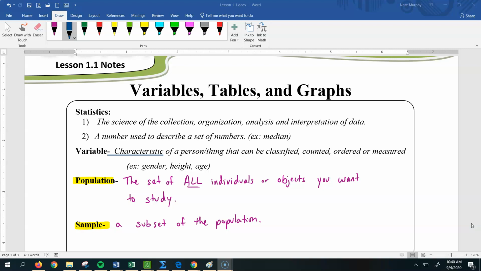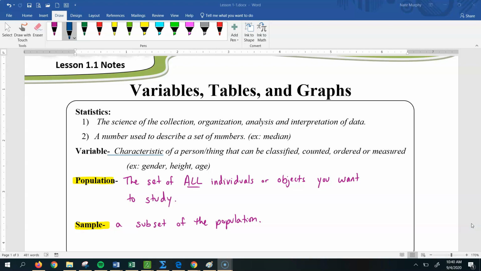So just a basic, obviously this course is called Functions, Statistics, and Trigonometry. So one of the key pillars of this course is going to be statistics. And so a lot of this first semester is going to be focusing on this concept. So what are statistics? Well, statistics is the science of the collection, organization, analysis, and interpretation of data. And it's also a number used to describe a set of numbers. So we're going to be looking at different types of statistics as we go through this course.